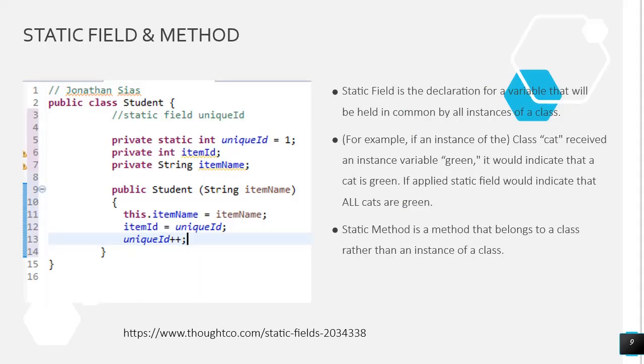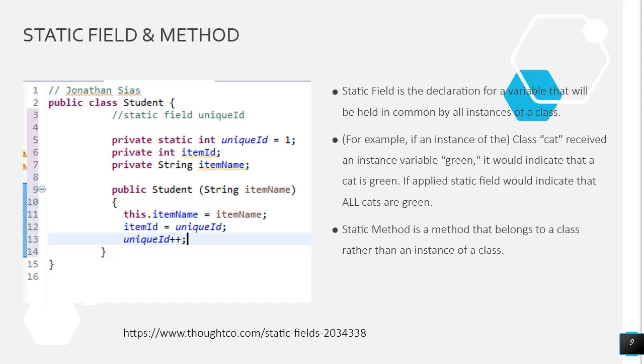A static field is the declaration for a variable that will be held in common by all instances of a class. For example, if an instance of a class Cat receives an instance variable green, this will indicate that a cat is green. If a static field is applied, it would indicate that all cats are green.